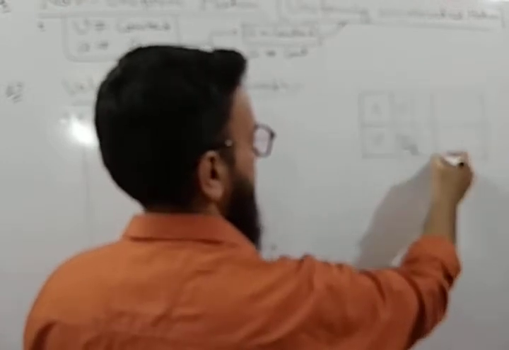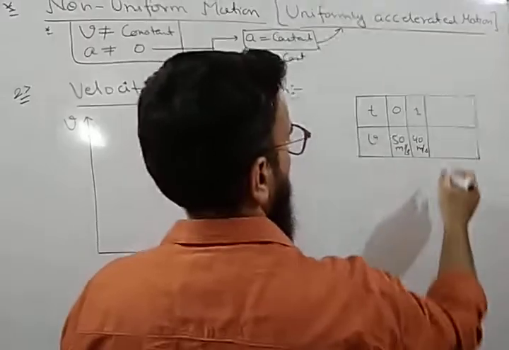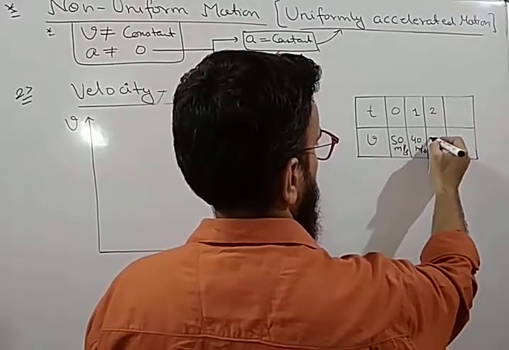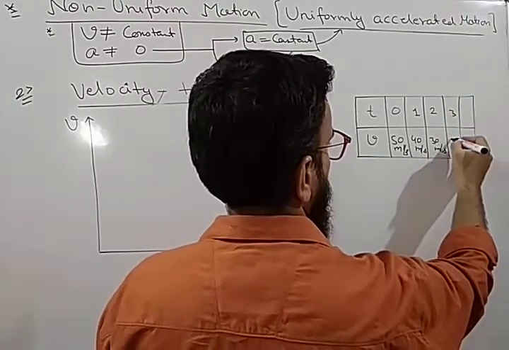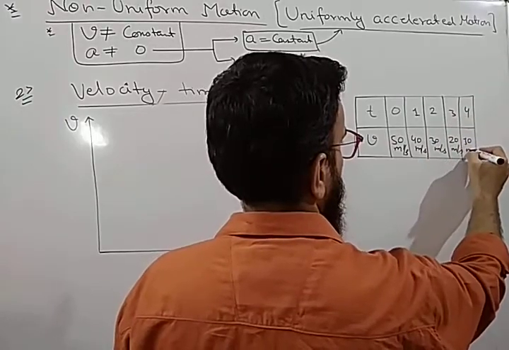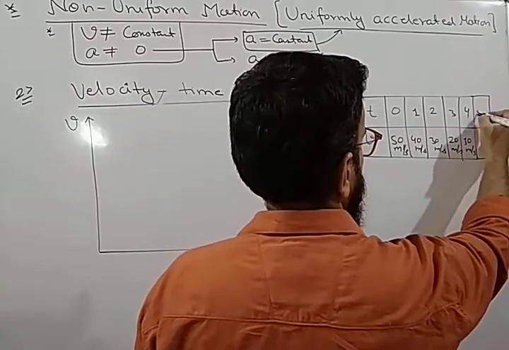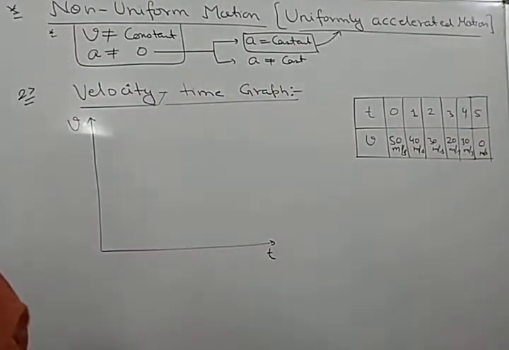Then after 1 second, suppose the velocity is 40 meter per second. Then after 2 seconds, the velocity is 30 meter per second. Then after 3 seconds, the velocity is 20 meter per second. After 4 seconds, it is 10 meter per second. And after 5 seconds, suppose the velocity is 0 meter per second.